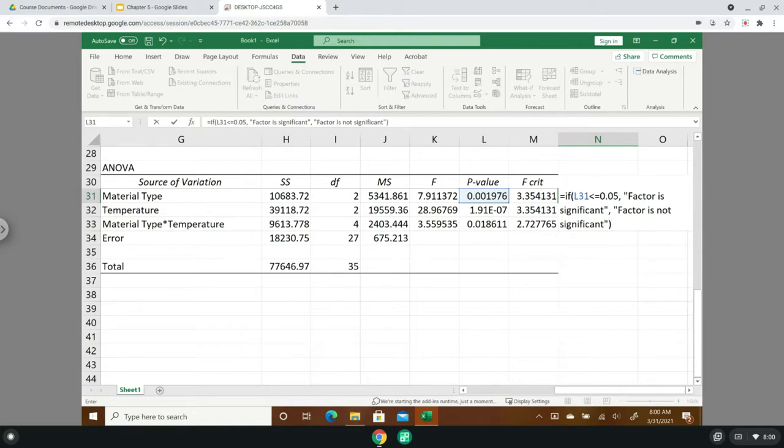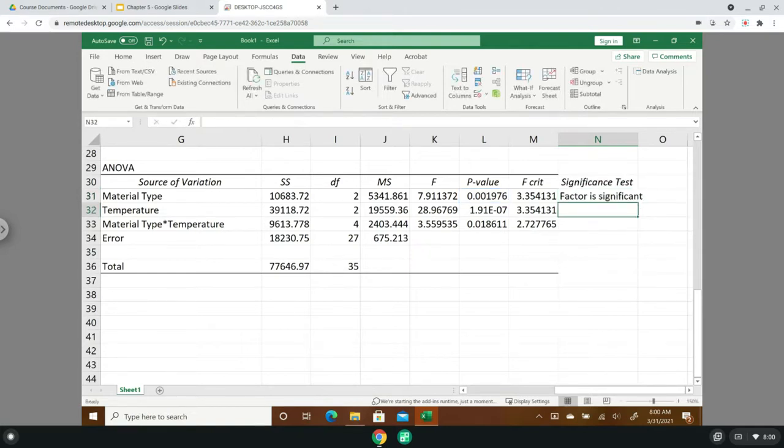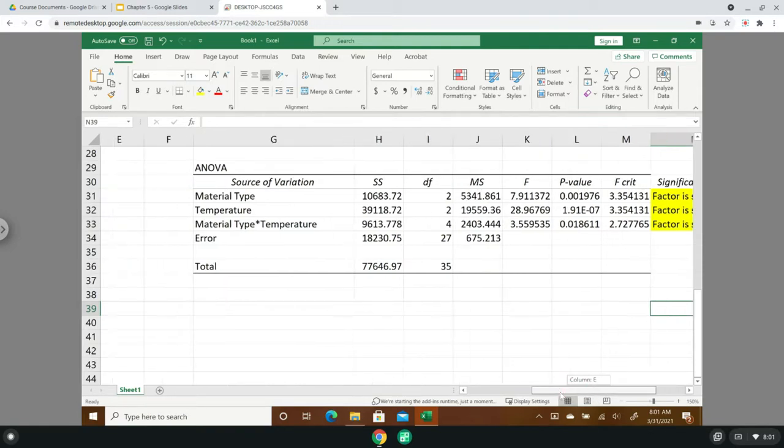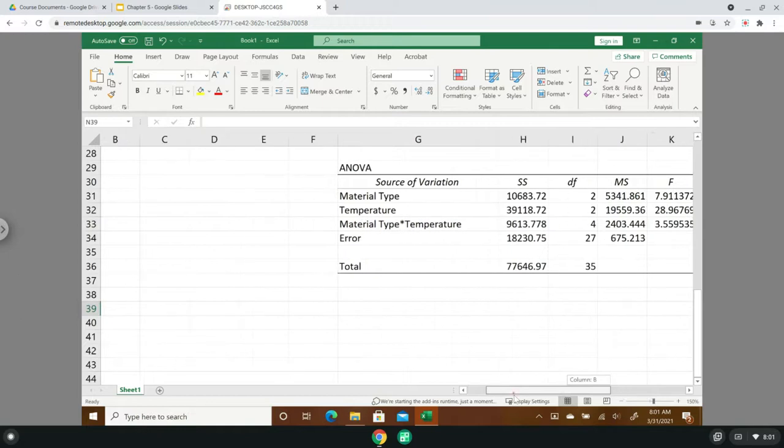Okay, and so that will tell us whether this particular factor, material type, is significant or not. And then we can autofill for the other two factors, temperature and interaction, and all three factors are, as you can see, significant. So that's the first part. That's basically the analysis of variance part. Now the second part is to perform residual analysis.